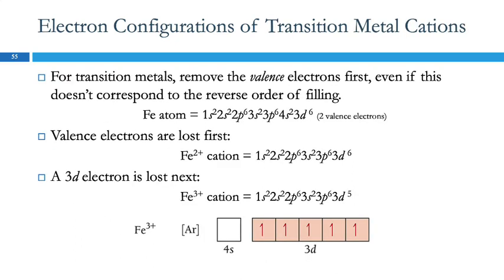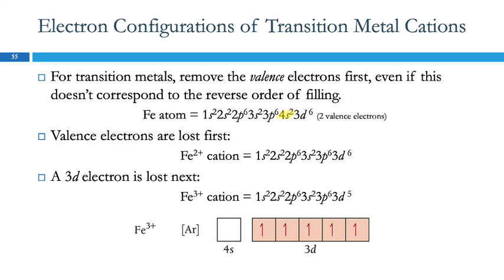In the transition metals, we can't just do reverse order of filling. We have to remove the valence electrons first. So for iron, this is the electron configuration. And what are the valence electrons? They are the ones with the highest number here. So there are 2 electrons staying on the 4th floor of the hotel, even though the 3rd floor is not completely full yet. But those are the valence electrons. So as iron loses electrons, it's going to lose those first.